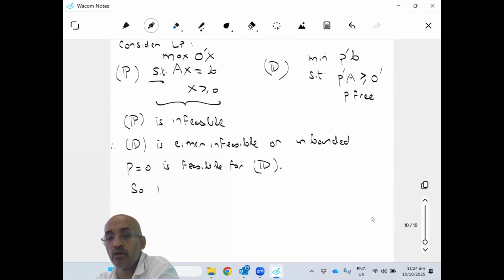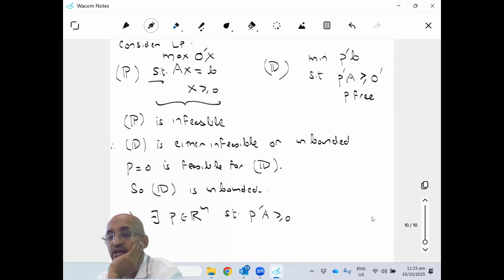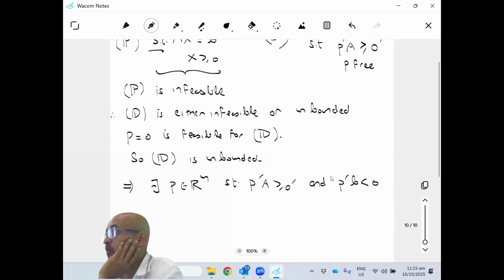So the dual has to be unbounded. What does it mean for this LP to be unbounded? I can make the objective go off to minus infinity. This implies there exists a P such that P transpose A is non-negative, and P transpose B has to be strictly negative. Because this is what unboundedness means.